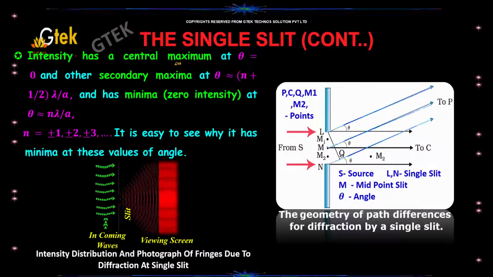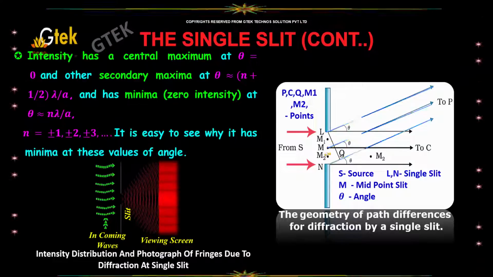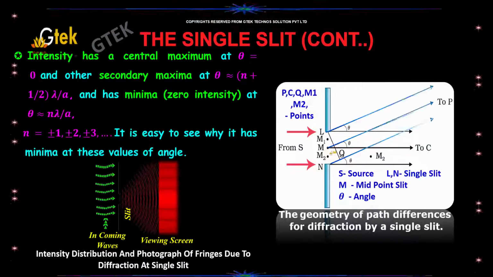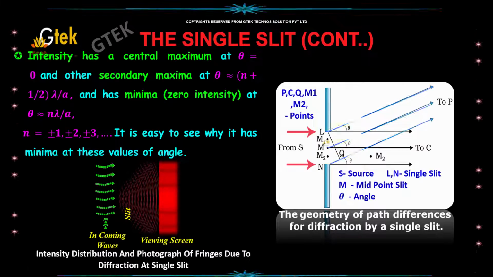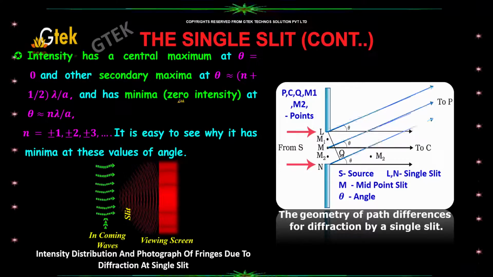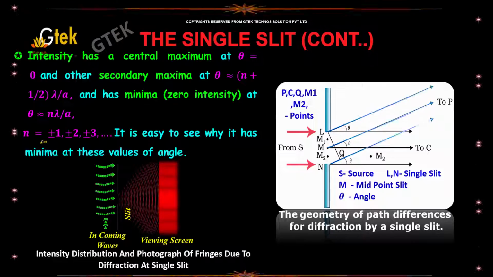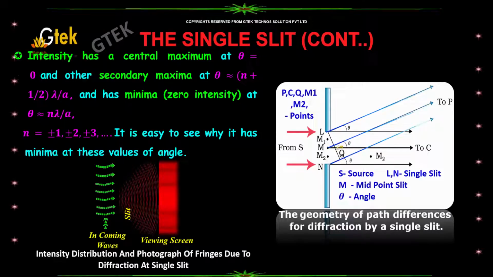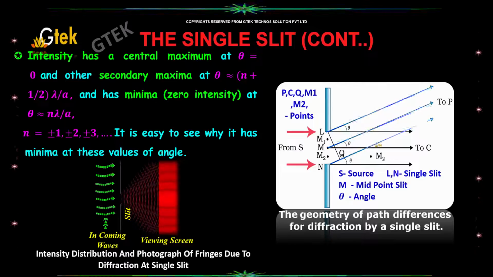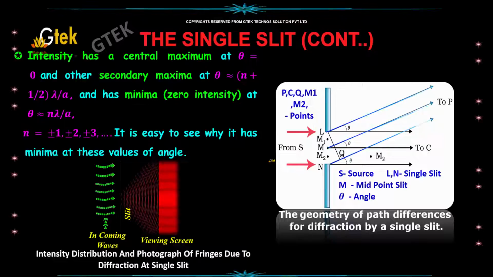So let's move on and talk further on the single slit. Intensity has a central maximum at theta equal to 0, and other secondary maxima at theta approximately (n + 1/2) lambda divided by a, and a minimum at theta equal to n lambda divided by a, where n is equal to plus or minus 1, plus or minus 2, and plus or minus 3. It is easy to see why it has minima at these values of angle.